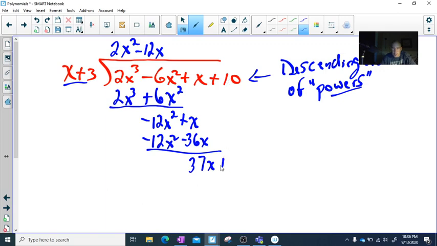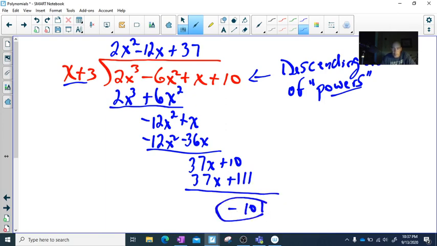Bring down your next one. What do I have to multiply x by to get 37x? It's a positive 37. 37x. 37 times 3 is 111. 0. 10 subtract 111 is negative 101. This is the remainder.